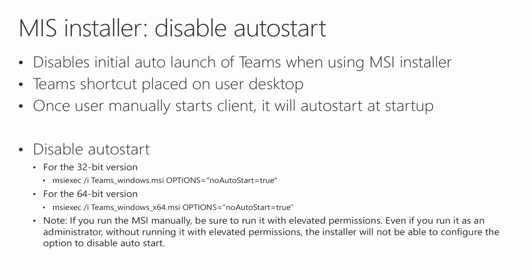Also note, if you want to test that manually, so if you're just playing around and want to see the experience, use a command line with elevated permissions. Because even if you run it as an administrator, without running it with elevated permissions, the installer will not be able to configure the options for disable auto start. And in that case, you won't see an error message. So you might be testing that functionality, thinking it's not working, but then again, you just forgot the elevated permissions.